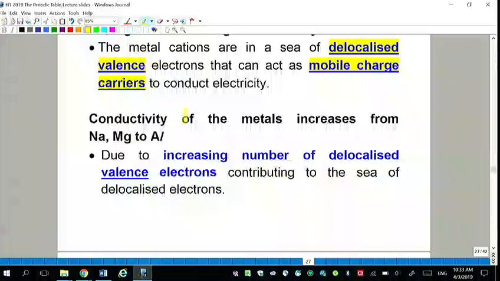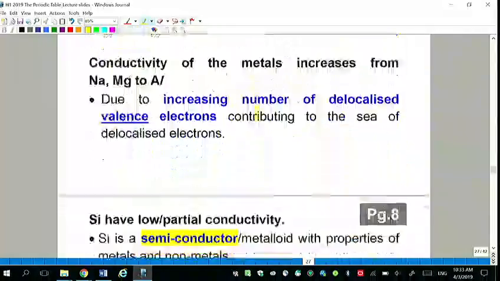So the conductivity of metals increases from sodium to magnesium to aluminium. Why? Because you have an increasing number of delocalized valence electrons. Aluminium can contribute 3 electrons, right? 3 moles of electrons because we form Al3+. These 3 moles of electrons can act as mobile charge carriers.